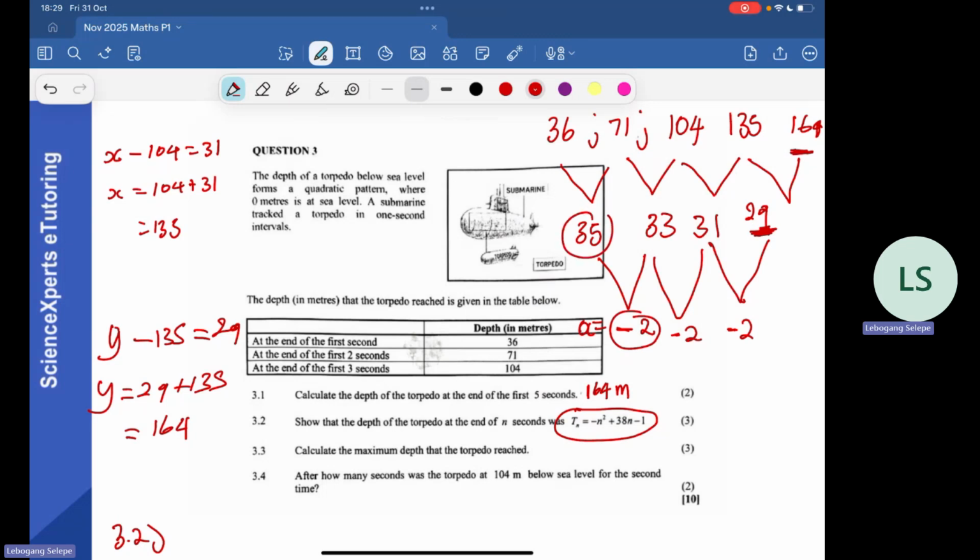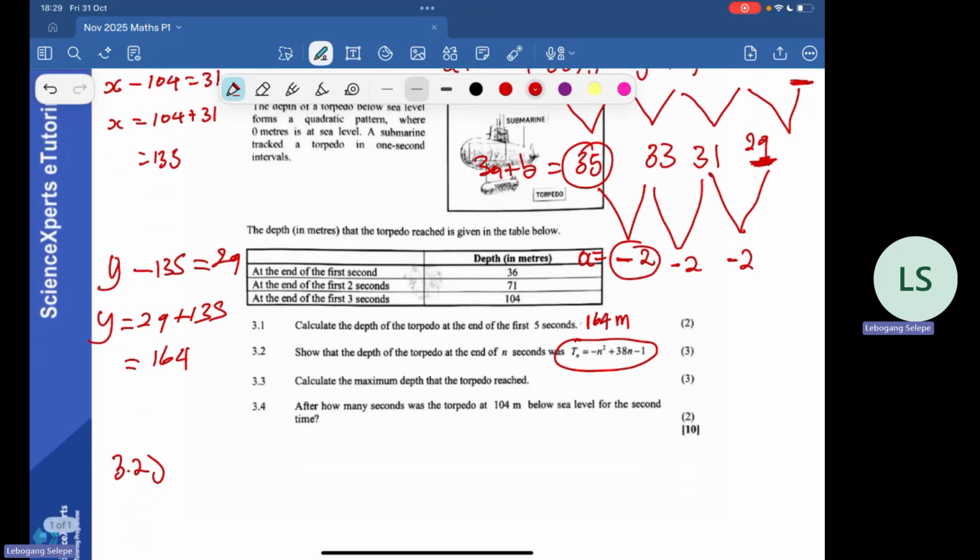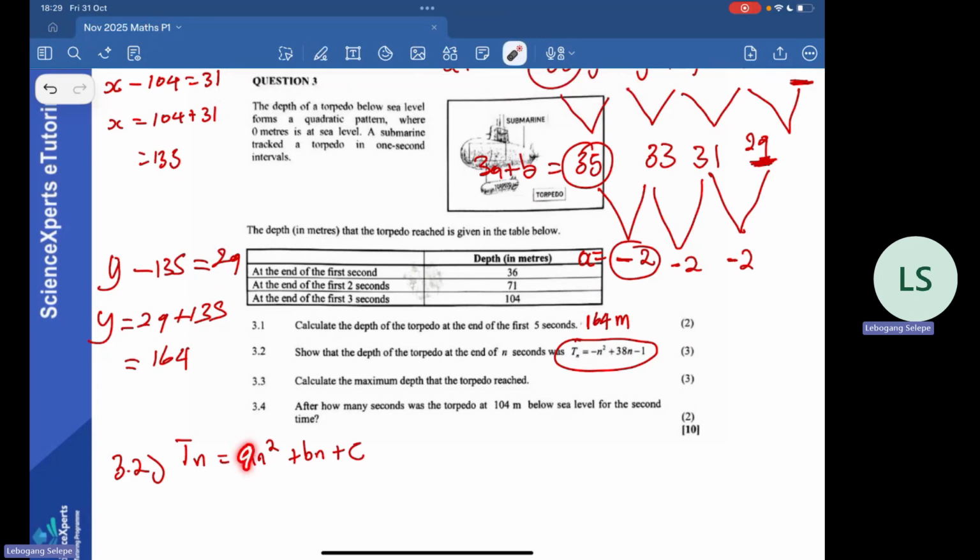So this value 35 is equal to 3A plus B, and this value here is equal to A plus B plus C. So we're going to use the bottom-up approach, starting by finding the value of A. Remember, a quadratic pattern is given as Tn equals An squared plus Bn plus C. When they say we need to find a pattern, they're saying go find the value of A, the value of B, and the value of C.